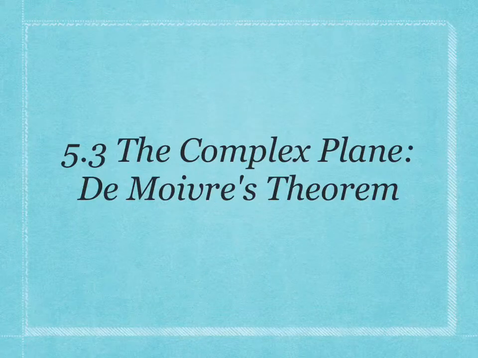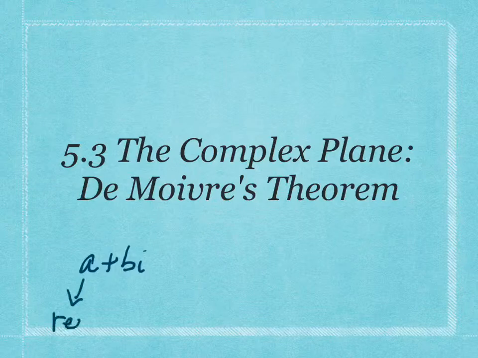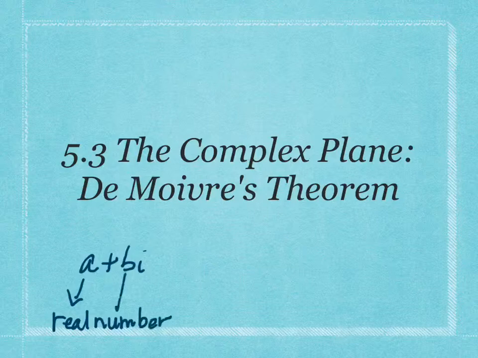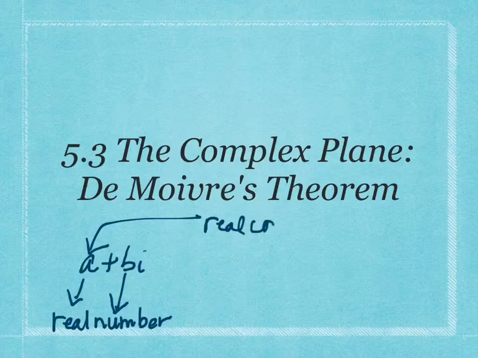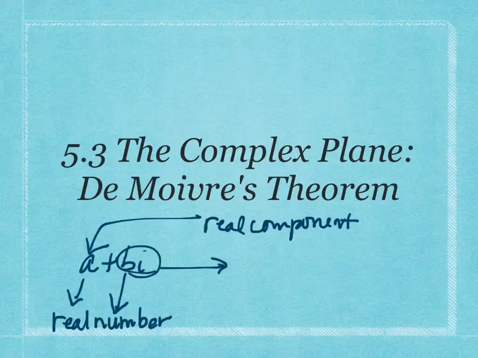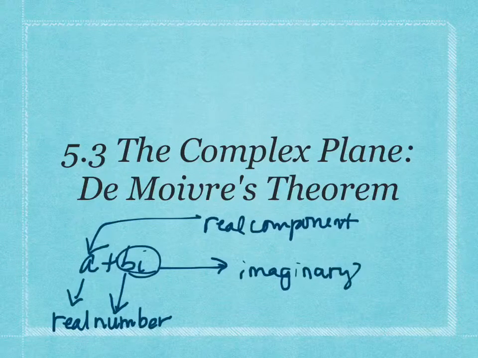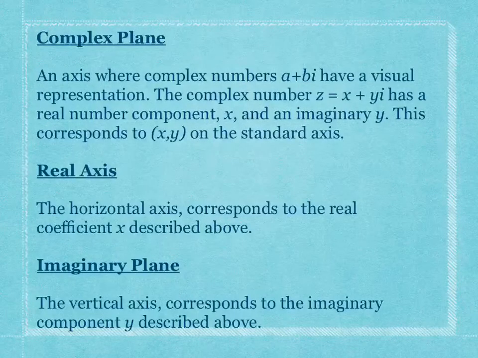So just a reminder first to start off with, when we talk about complex numbers, we're talking about numbers of the form a plus bi, where a is a real number, as is b. We call this component the real component, and we call the bi component the imaginary component. And the first thing we're going to take a look at is what a complex plane is.